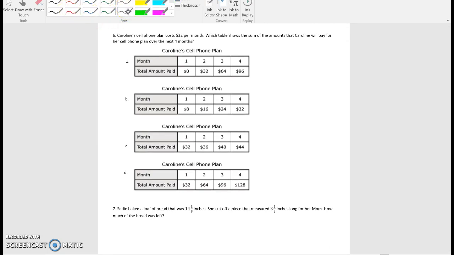Question 6. Caroline's cell phone plan costs $32 per month. Which table shows the sum of the amounts that Caroline will pay for her cell phone plan over the next 4 months? So it's $32 per month. We want to know the table that shows the sum of the amount she will pay over the next 4 months.